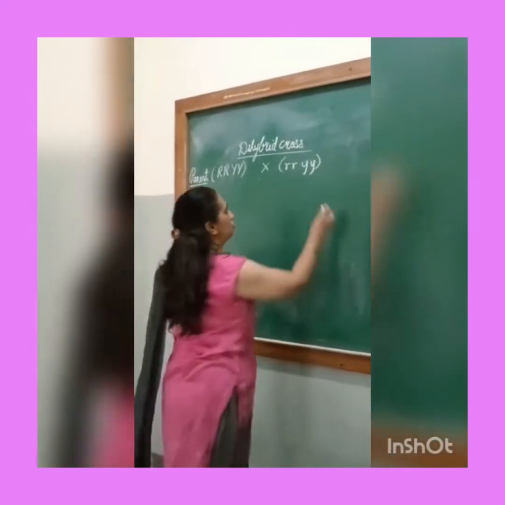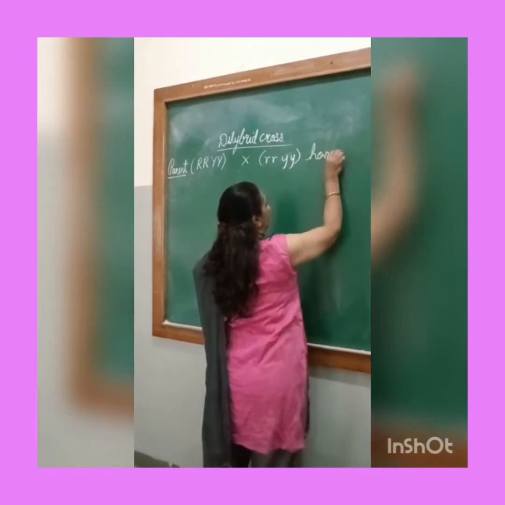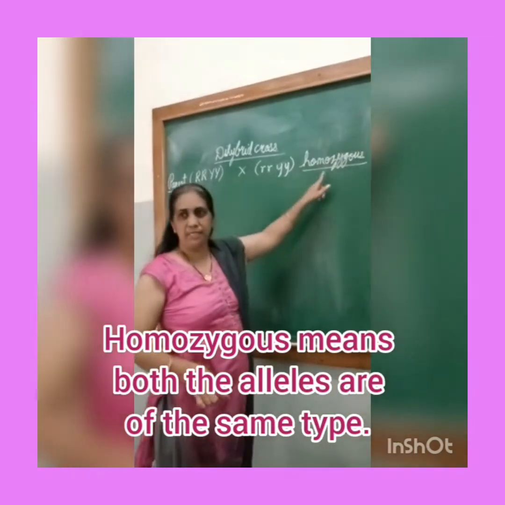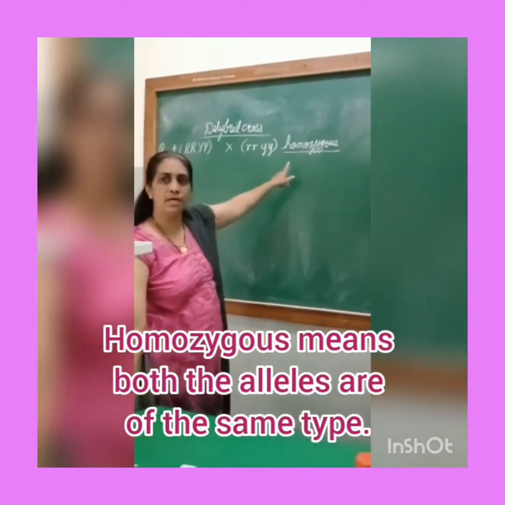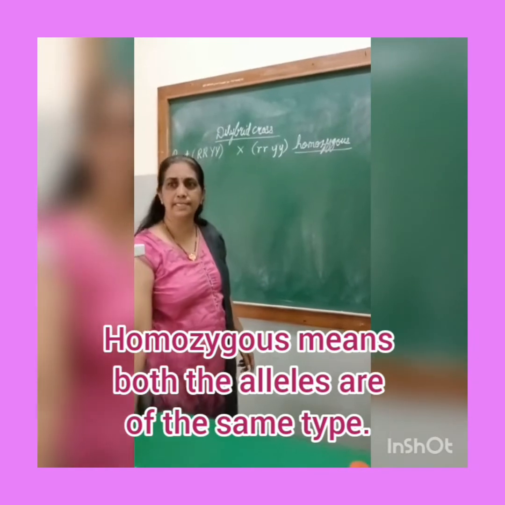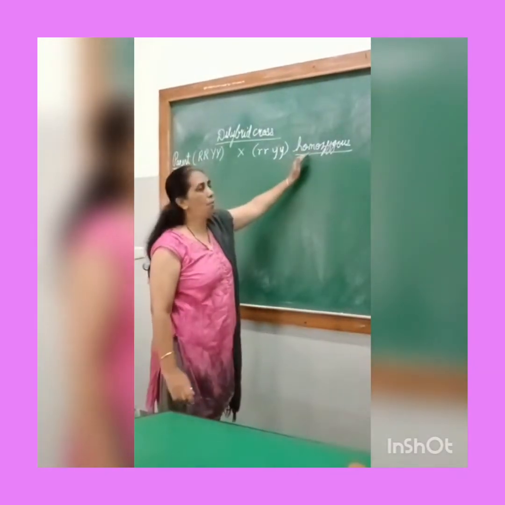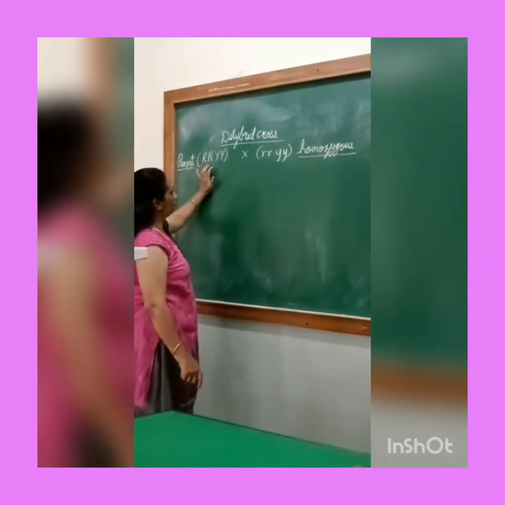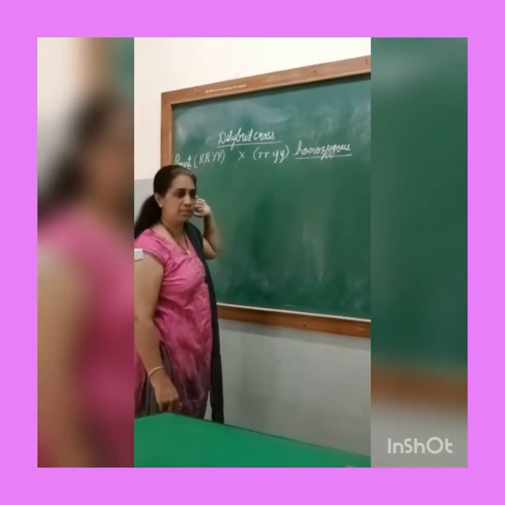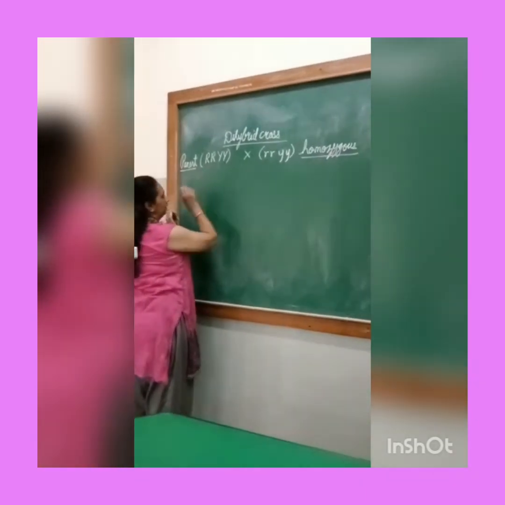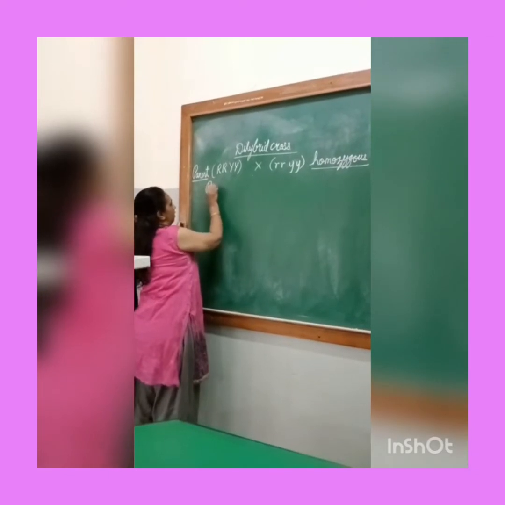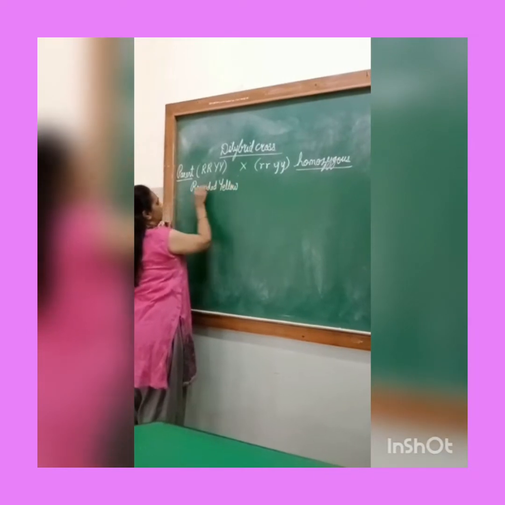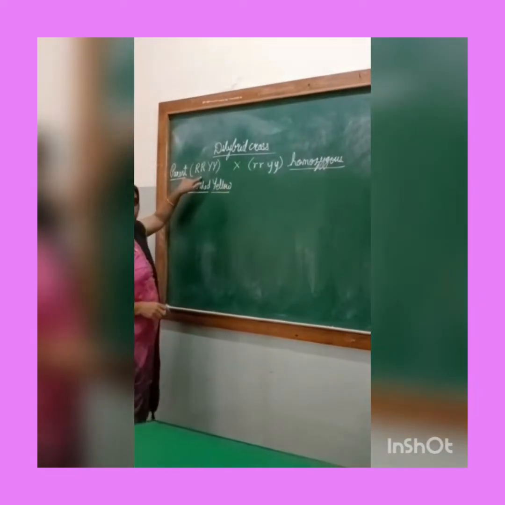How is it? It is homozygous. What is the meaning of homozygous? Homozygous means both the alleles are of the same type. Then we call it a homozygous genotype. This is the genotype. Now, how is the phenotype of these two parental generation? This parent will be rounded and yellow. This is the phenotype of the first parent.